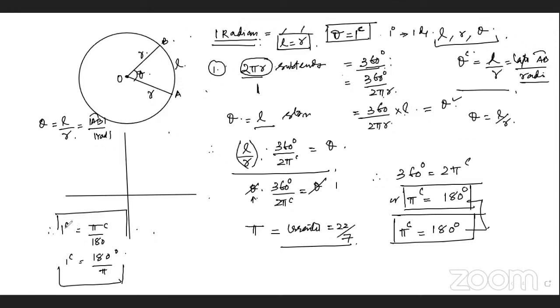So in that case, we have this: 1 degree is equal to what? Pi upon 180 radians, and 1 radian is equal to 180 upon pi. Now let's try to find out what 1 radian is equal to exactly. That is 1c, equal to what? You just saw, it is equal to 180 upon pi degrees. Now you can see that it is 180 upon pi.